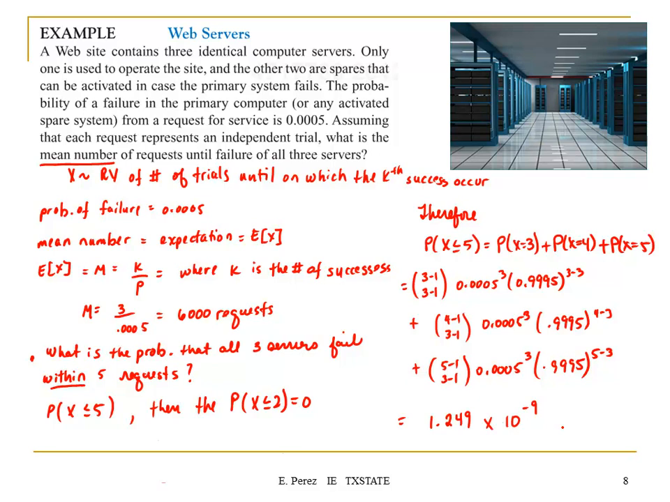Yeah, I think the problem is it doesn't state it clearly, but from the problem itself, we can find out based on the probability that the service to fail will be the success. Because the probability is defined, the probability of a failure in the primary computer from a request for service is 0.0005.